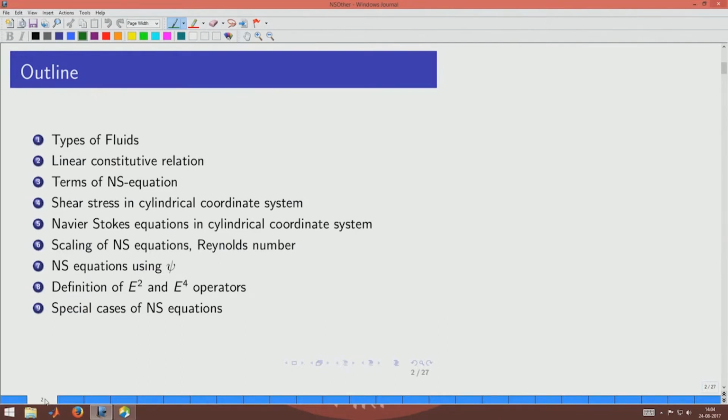And we will also then scale the Navier Stokes equation, so that we do not use the absolute velocity or distances, and in the process we will discover that there is a non-dimensional number that is coming up, which is called the Reynolds number. And then we will also convert the Navier Stokes equation to use not the velocities, but the stream function, and then we will discover that we will have two new operators that are needed for axisymmetric flow, and we will list the special cases in the end and then close this session.